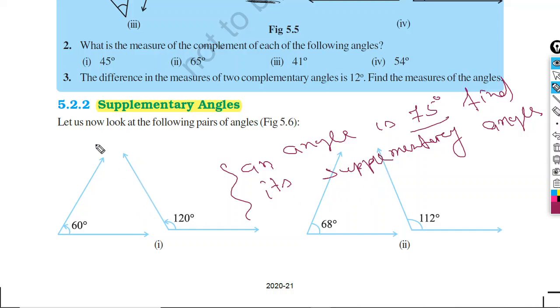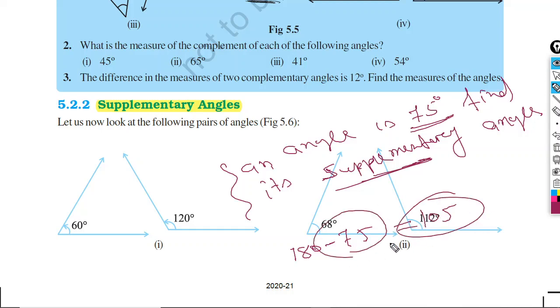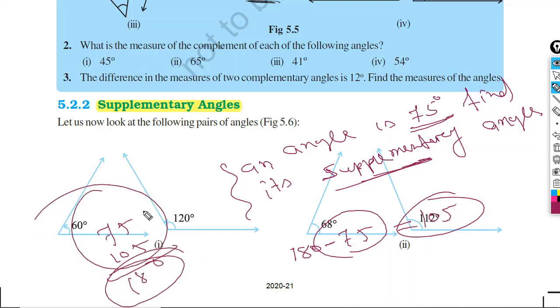Here we know the sum of the measure of two angles is 180 degree. Then only we can say the two angles are supplementary angles. So here one of the angles is 75. Now another angle must be 180 minus 75, so it will be equal to 105. Now for testing you can do this: 75 plus 105 equal to 180. That means they are supplementary angles.